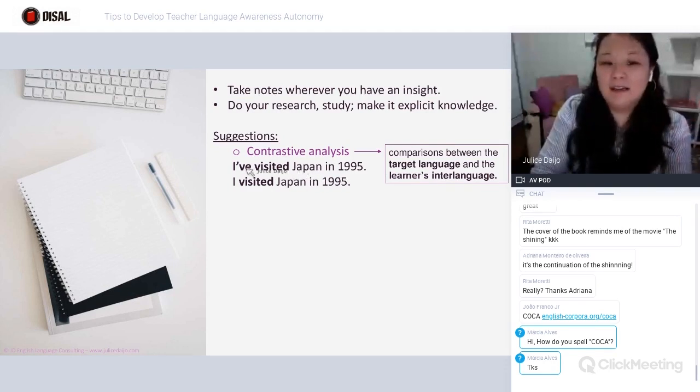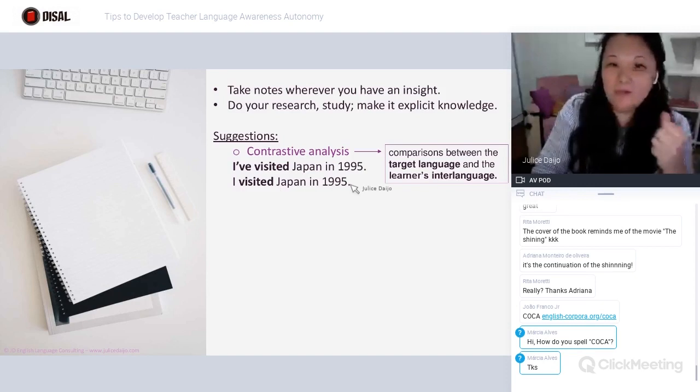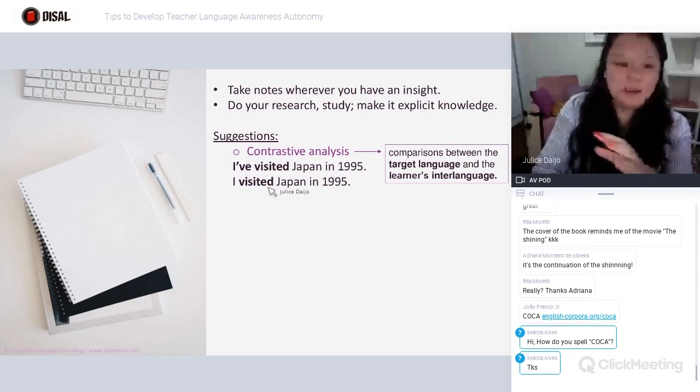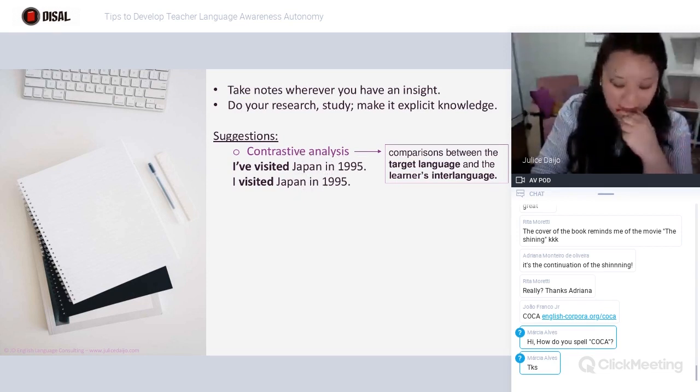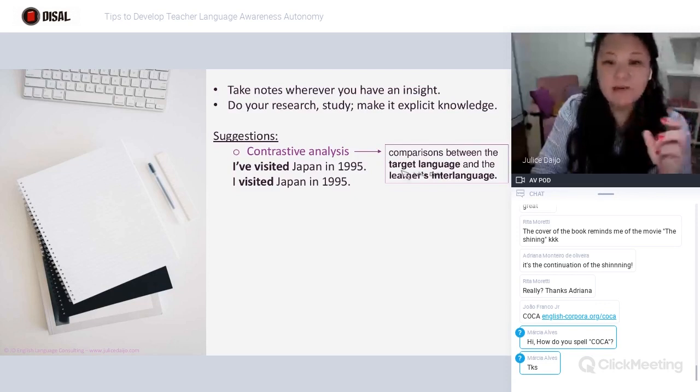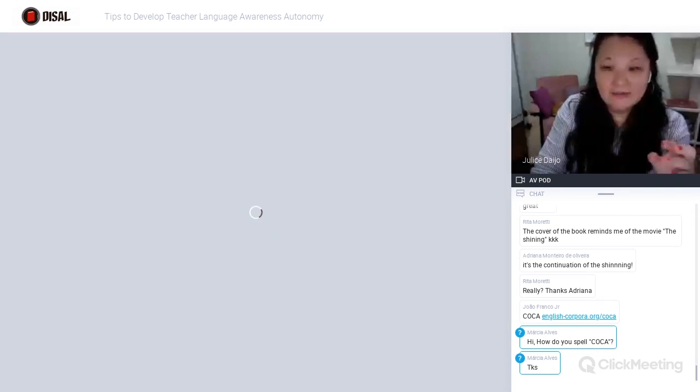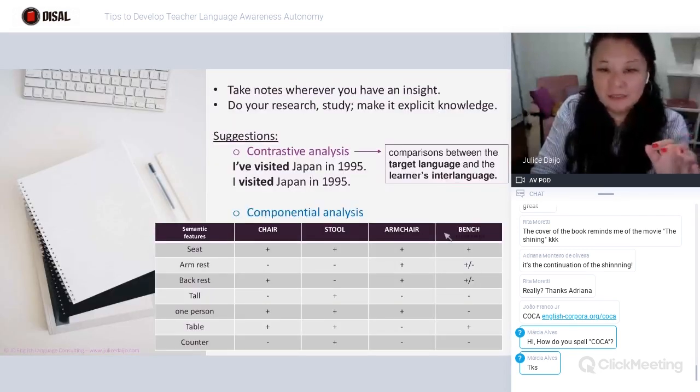So then we start the questions again. What's the difference if I say I visited and I have visited? And we go back to aspect. So the connectivity with the present, no connectivity with the present, and so on and so forth. So this is called contrastive analysis. You just get 2 sentences of the same context, one from the target language, one from what you already knew, and you contrast. The next one is even nicer. It's one of my favorites, actually. It's like a puzzle.